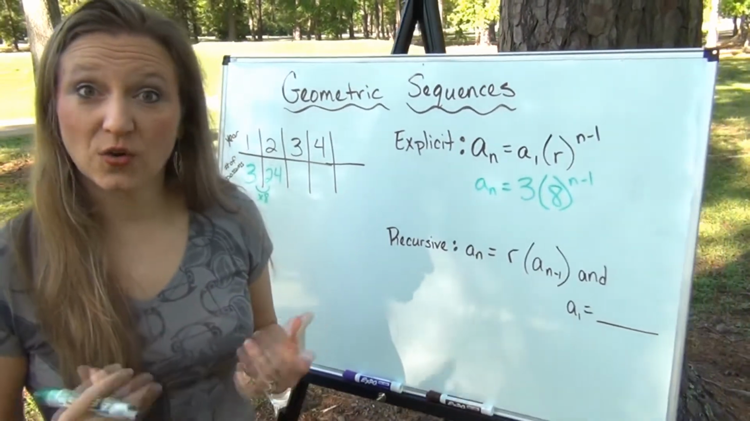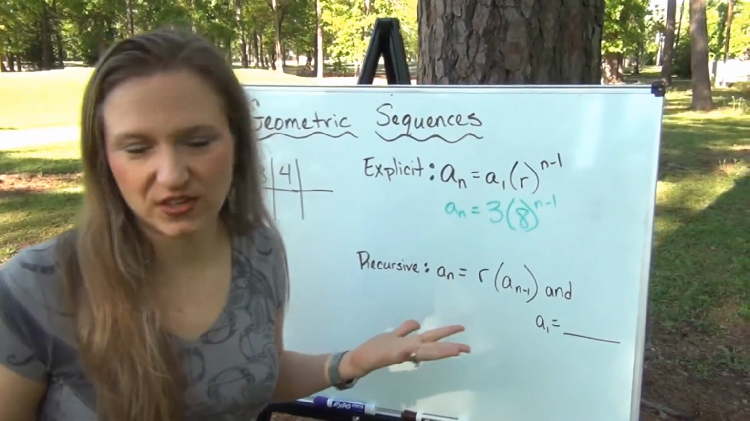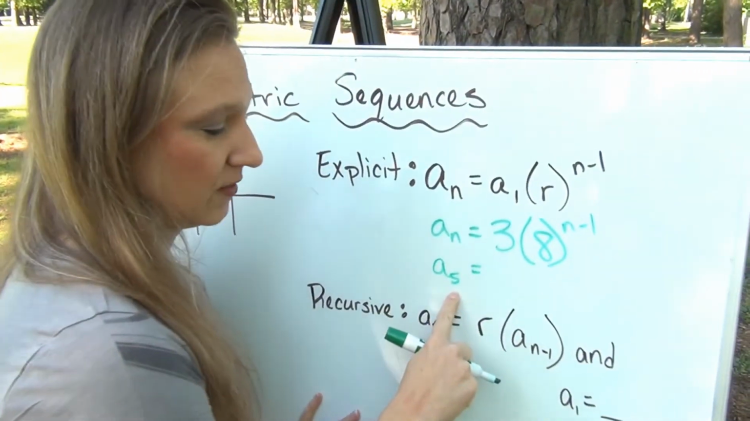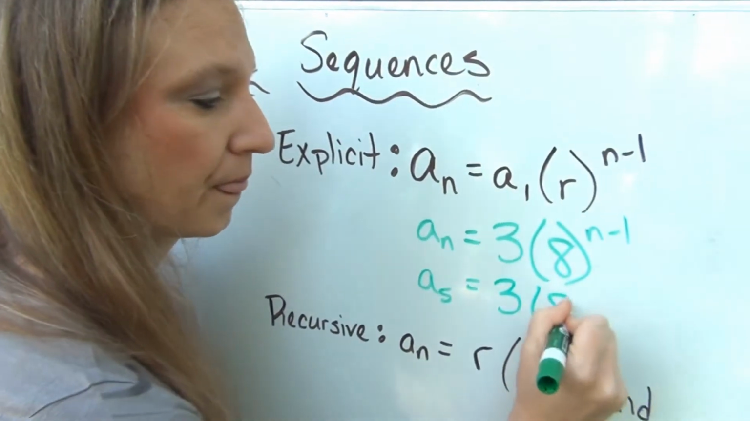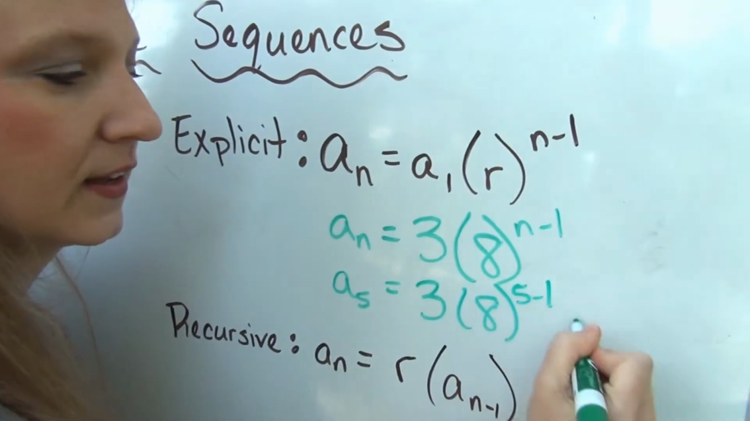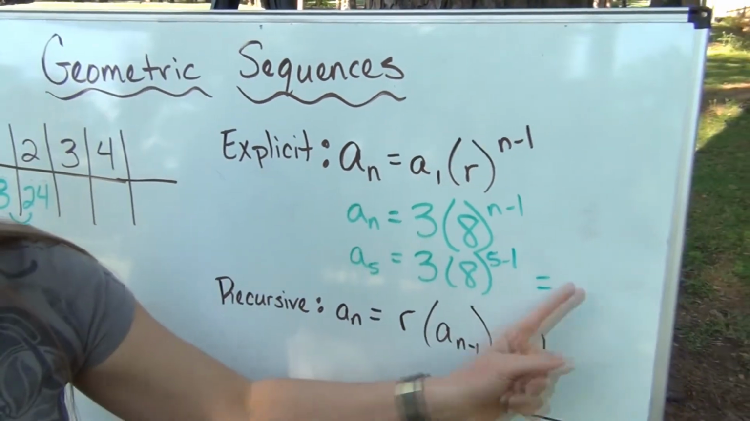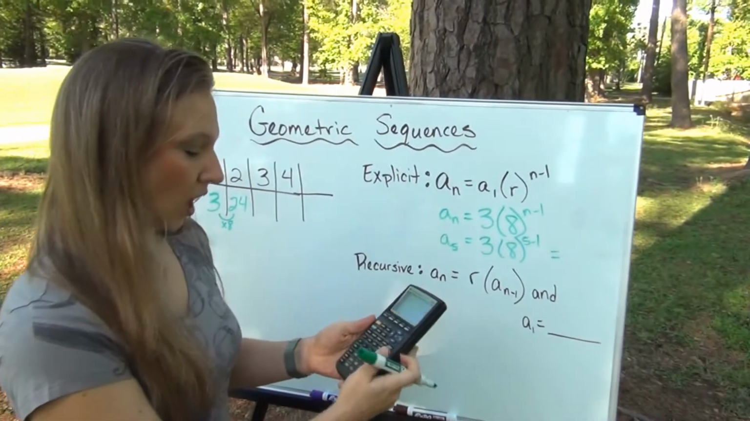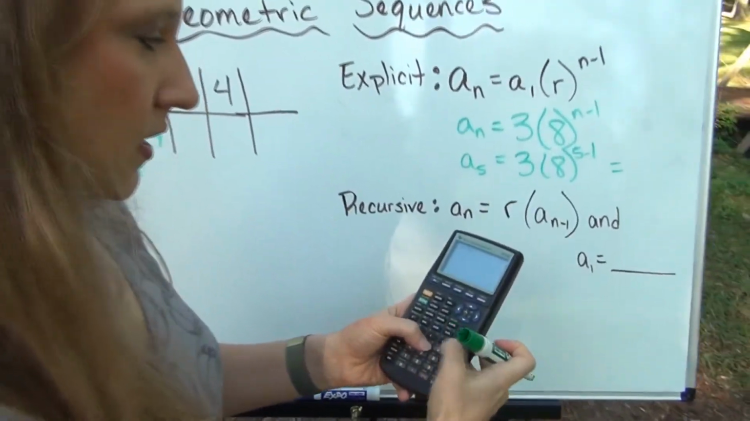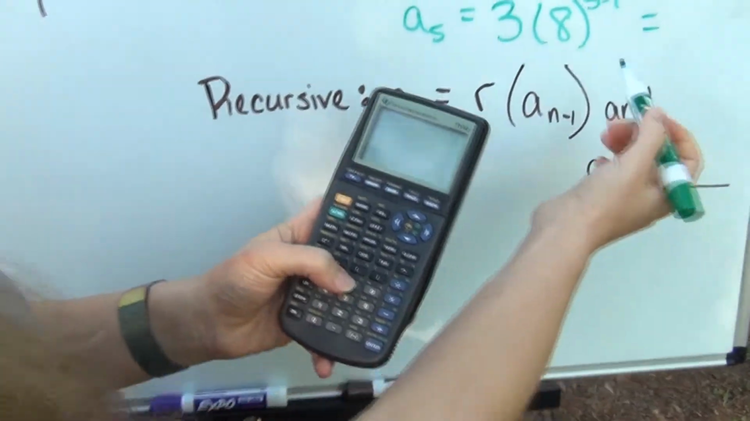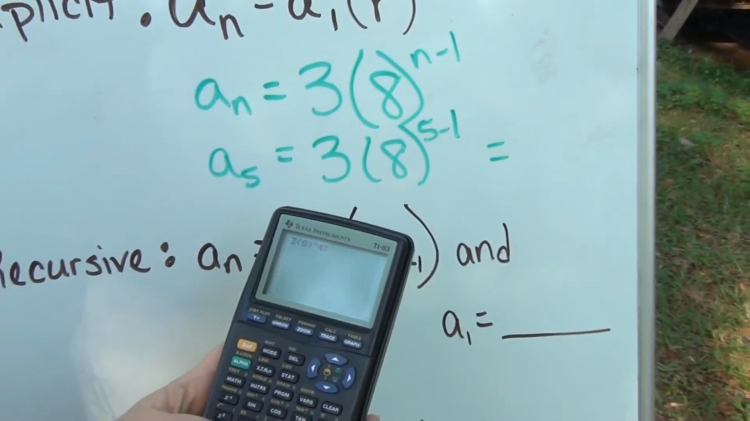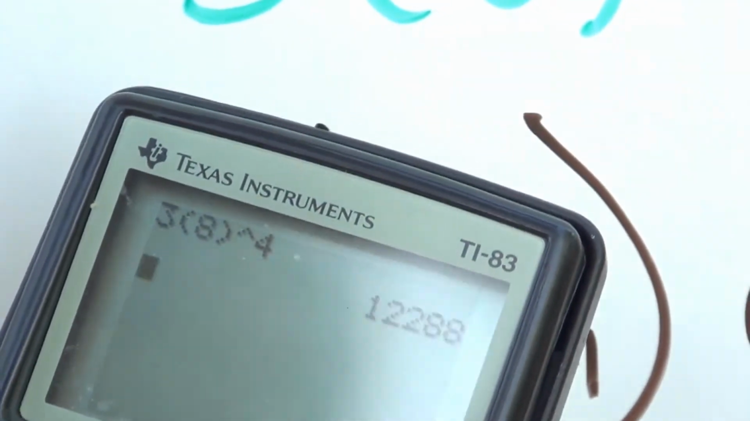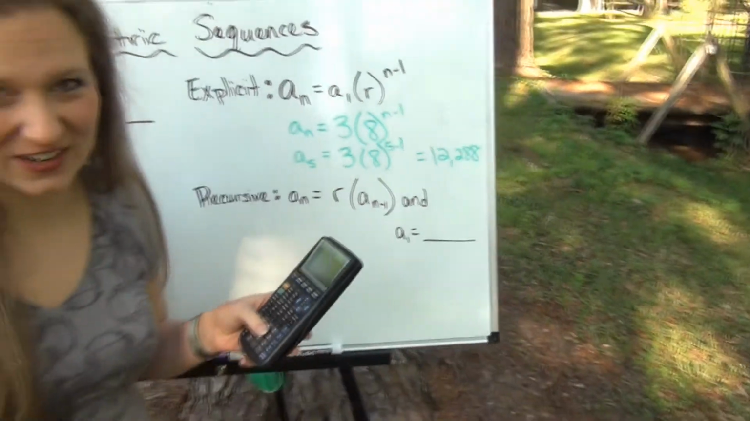So this is one way of writing the rule. I could use this to figure out how many possums there will be in, let's say, 5 years. So if I wanted to do that, I'm saying A sub 5, meaning in the 5th year, I plug in 5 for n, and then I can plug that into my calculator to see how many possums I'm expecting in 5 years. All right, so I'm gonna type in 3 times 8 to the power of 5 minus 1, which would be 4. So 12,288 possums in the 5th year.